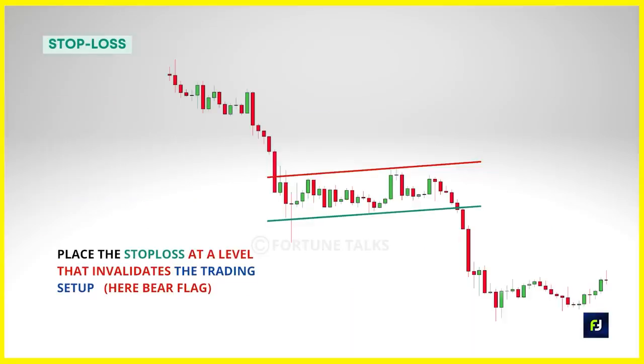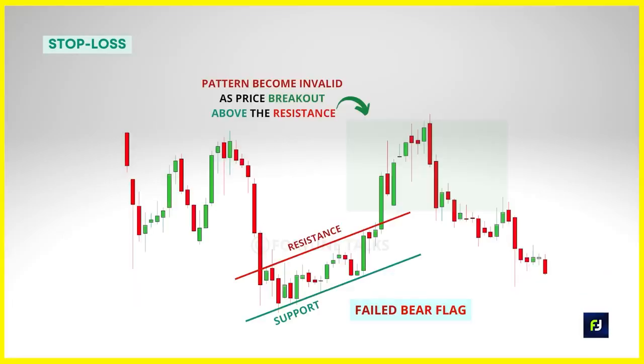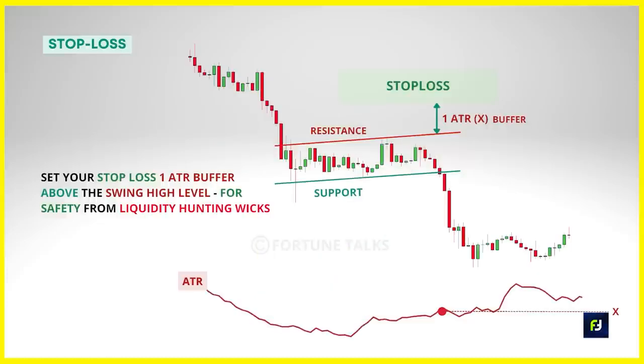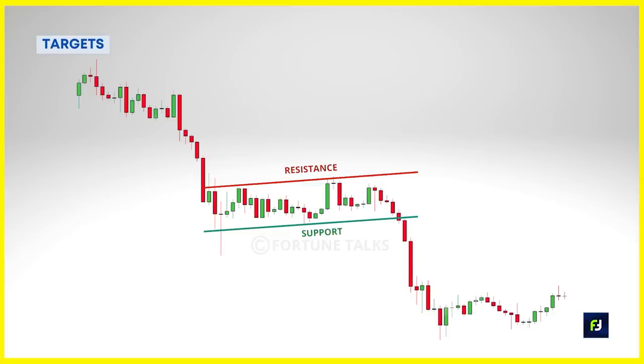When it comes to protecting your positions, you can place your stop loss at a level that invalidates your trading setup. So a bear flag pattern becomes invalid if the price breaks above the resistance trend line. With that idea in mind, you have to keep the stop loss above the resistance trend line, or to be even safer, you can give the price some breathing space by keeping a buffer above the swing high level depending upon your risk appetite.